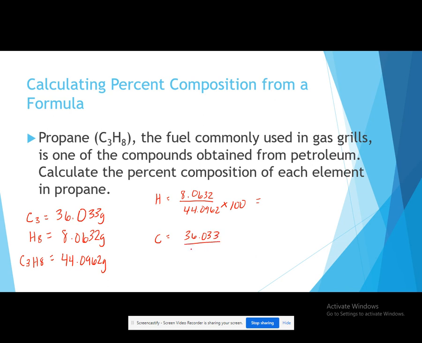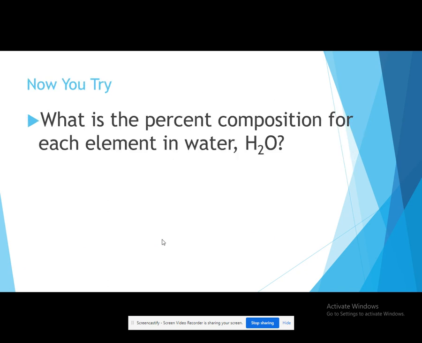36.033 divided by the 44.0962 times 100. So over here for carbon, you would get 81.7%, and then for hydrogen, 18.3%. So if I had propane, 18.3% of that mass is hydrogen, and 81.7% of that mass is carbon. So carbon does weigh a lot more, and we do know that. I want you to try to find the percent composition of water.